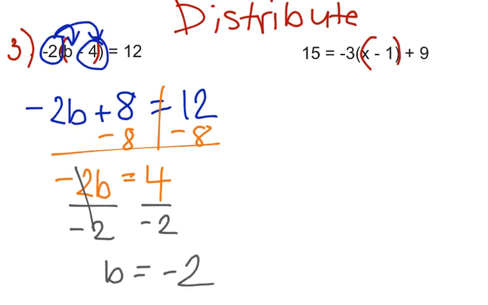And to check this out, if you plug in negative 2 into the original equation, we would have 2 times the quantity negative 2 minus 4. So negative 2 minus 4 is negative 6, and negative 6 times negative 2 is positive 12. So this answer works.